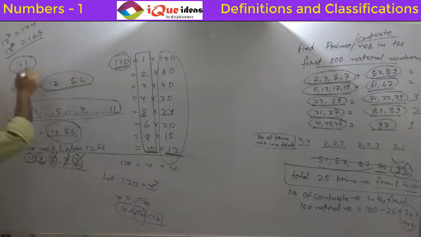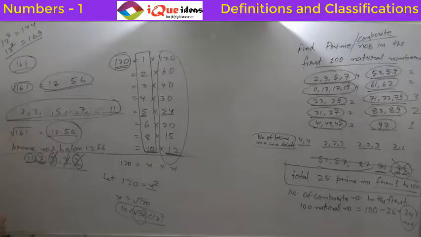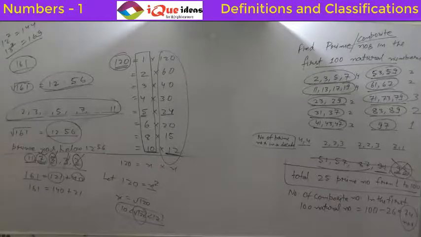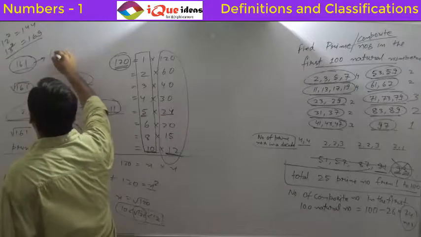Now 11, it won't be divisible. 161 is 121 plus 40. 121 is divisible by 11, 40 is not. So this number is not divisible by 11. Similarly, 7. 161 is 140 plus 21, or you just divide. 140 is divisible by 7, 21 is also divisible by 7. So 161 has to be divisible by 7. So 161 is divisible by 7. Hence, it is not a prime number. It is a composite number. I'll be clear on this: 161 is a composite number.